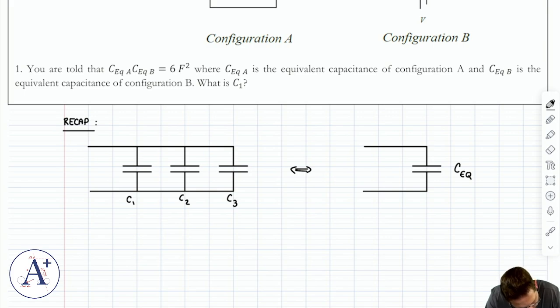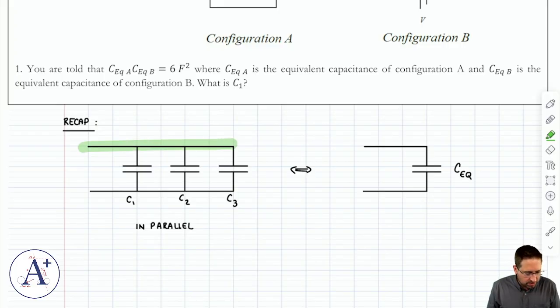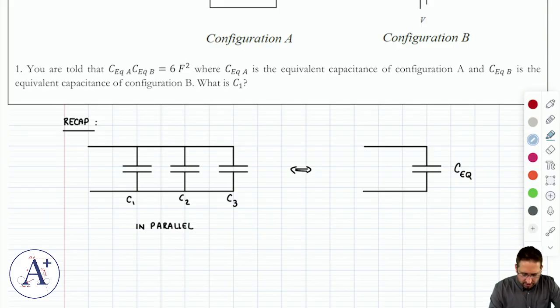Okay, now these capacitors here, C1, C2, and C3, are connected in parallel. Now, of course, you're like, well, duh, they're in parallel because they're parallel to each other. Okay, yeah, they do look parallel. That's not really why we call it that. You could argue it's because these 2 wires are in parallel. In fact, that might not be the best way to think about it either.